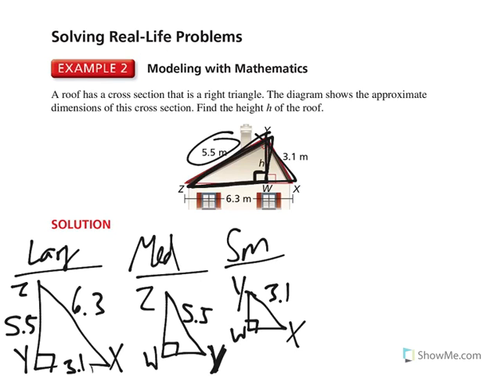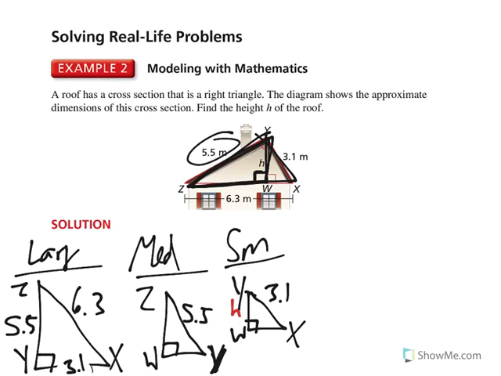And then YW is my H. And I'm going to put in a different letter so you can see it. That's going to be my H right here. And so I need to find the height of the roof. So I need to set up a proportion in order to solve.